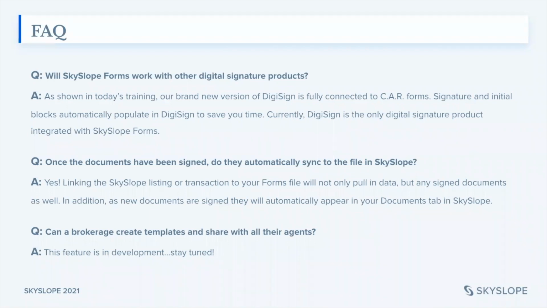Now, once the documents have been signed, do they automatically sync to the file in SkySlope? So yes, absolutely. The same way that you're used to sending documents out for signature using DigiSign, they will automatically upload into your Documents tab. So by linking that SkySlope listing or transaction to your Forms file, it will not only pull the data, but any signed documents as well. So again, they'll pop up in your Documents tab there, which you can then assign on over to your property file. You can assign it on over to your checklist so your brokerage has the chance to jump in and conduct that file review.